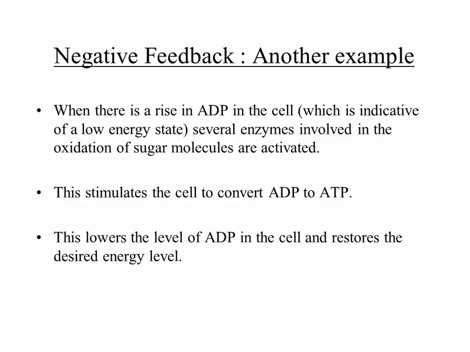You need to bump up the energy, right? So you need to burn more glucose, oxidize glucose. So several enzymes that are involved in the oxidation of sugar molecules are activated. And once the sugars get oxidized, a lot of the ADP is going to get converted to ATP, right? So this will stimulate the cell to convert ADP to ATP. This will lower the level of ADP in the cell and it will restore the desired energy level, right? So this is also an example of negative feedback. Although the biology book mentions this as a positive feedback, but I think they got their terminology wrong, right? They're not controls engineers, right?